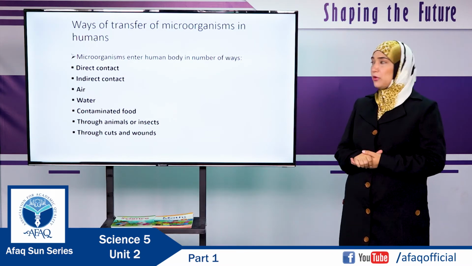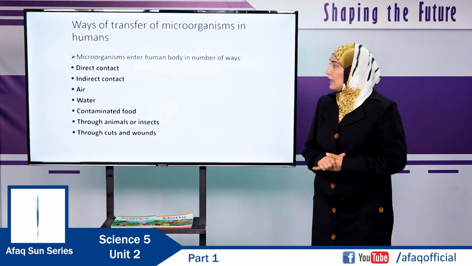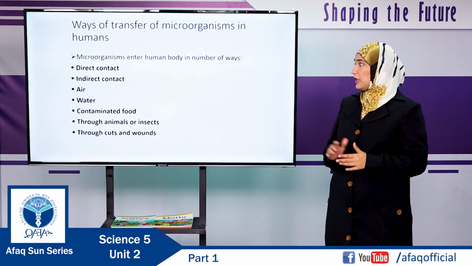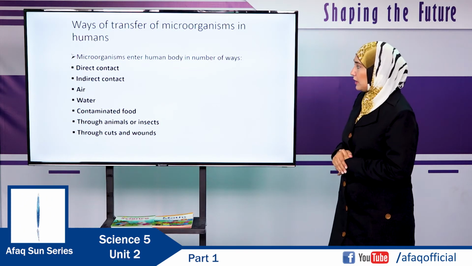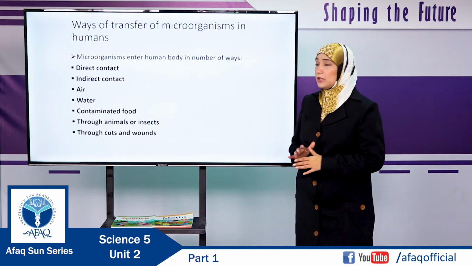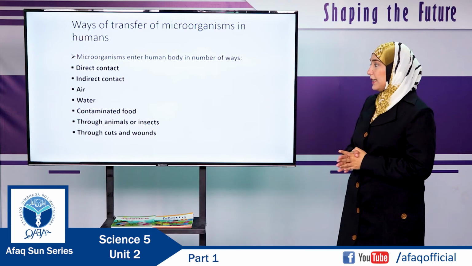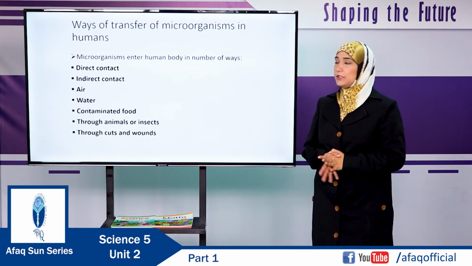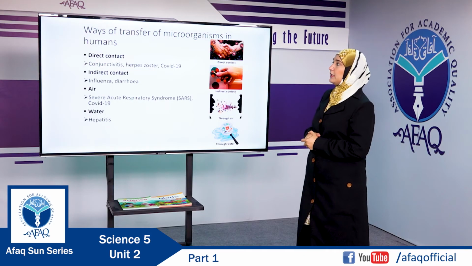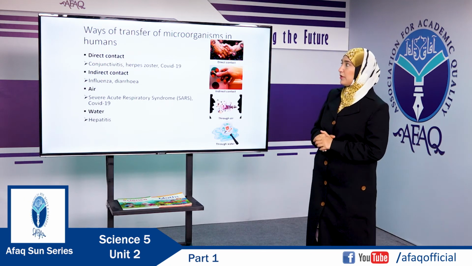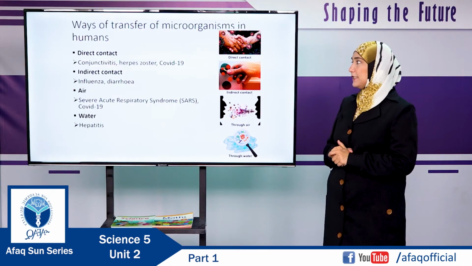Microorganisms enter the human body in different ways. For example, they can enter through direct contact, indirect contact, through air, through water, through contaminated food, through animals or insects, and even through cuts and wounds. Now we will learn about these ways of transfer of microorganisms in humans in detail.